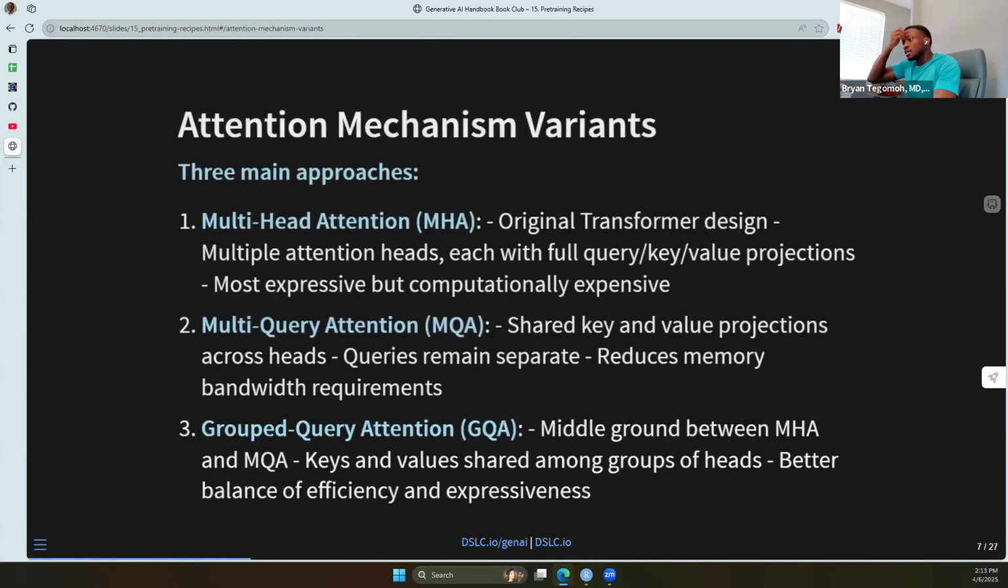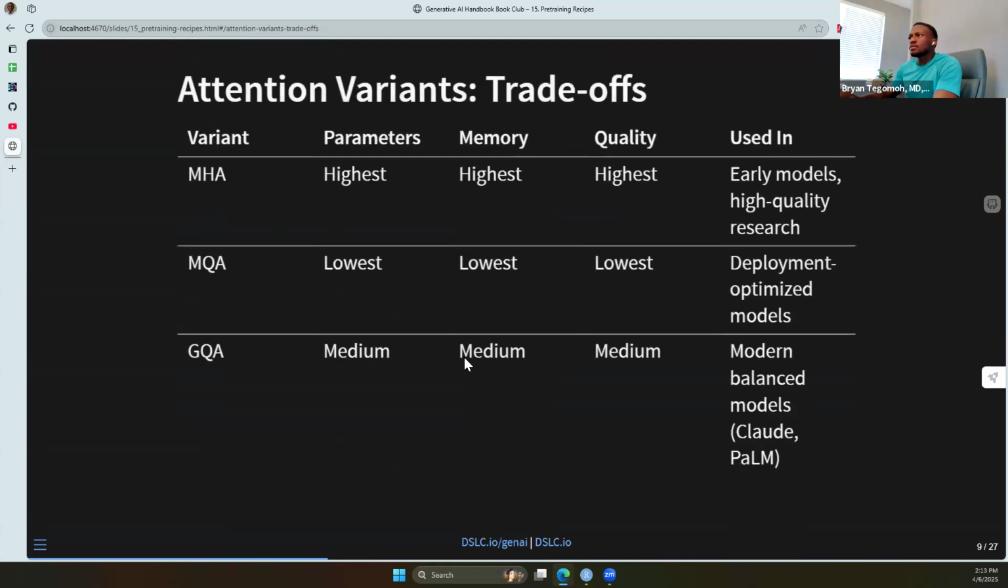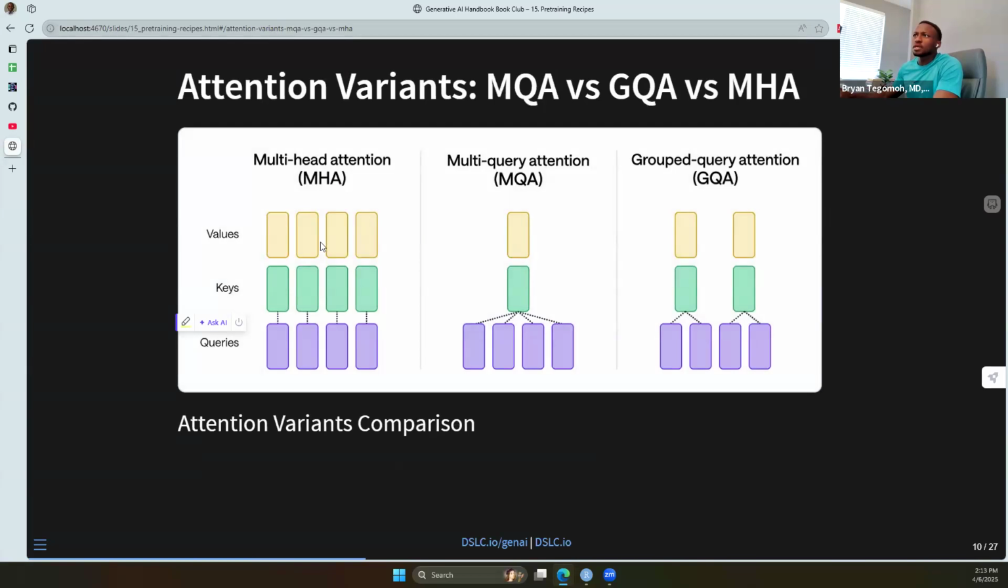model sizing, and dimensionality. So when it comes to attention mechanism variants, we have three main approaches. We have multi-head attention, which is the original and the most expensive. It's the original transformer design, and has multiple attention heads, each with full query, key and value projections. It's the most expressive, but also computationally expensive. I think I might have an image somewhere that shows what a multi-head model typically looks like. Definitely more compute is needed to have each of these operate in parallel.